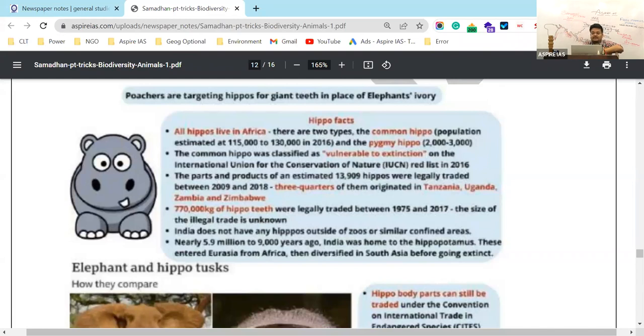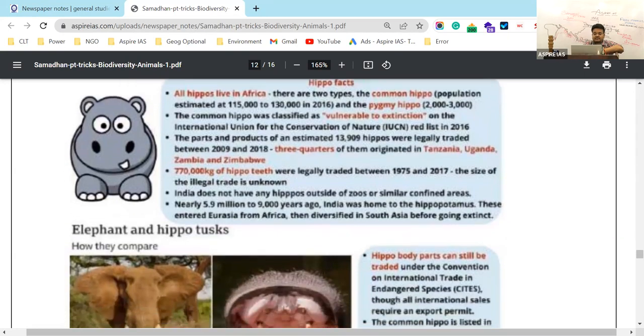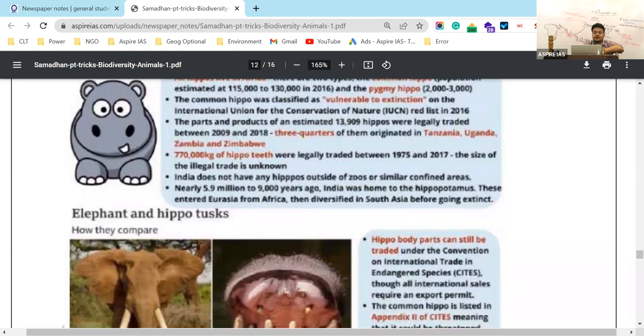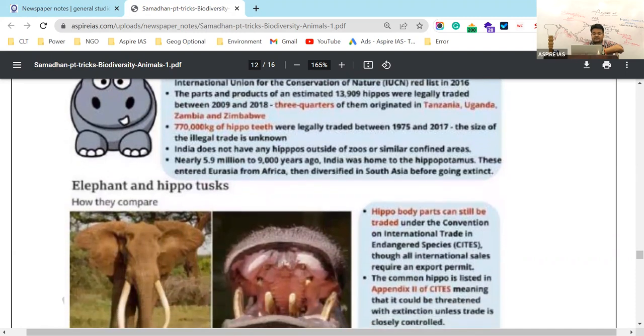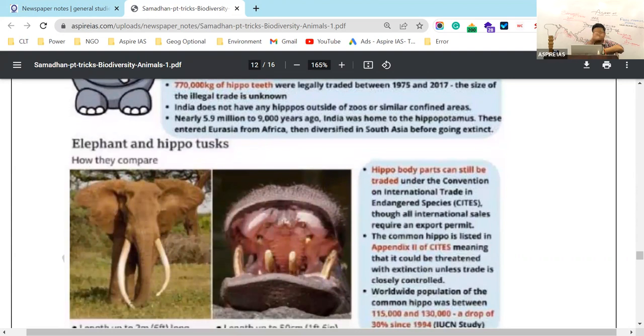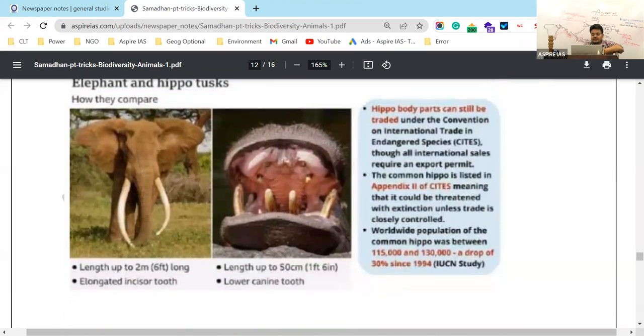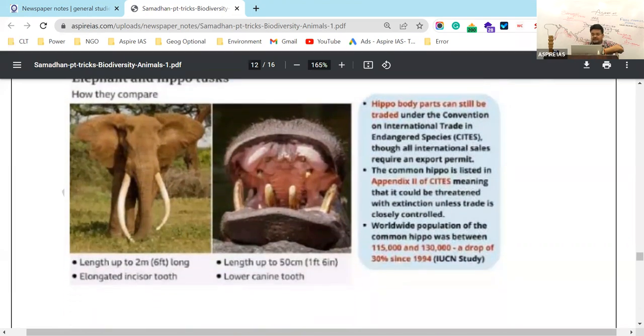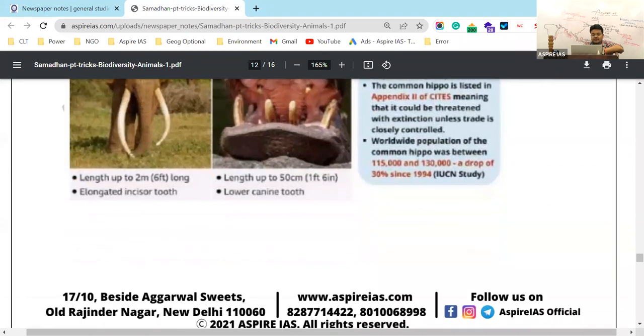The common hippo is classified as vulnerable to extinction on the IUCN 2016. The parts and products of an estimated 3909 hippos were legally traded. 3/4 of them originated in Tanzania, Uganda, Zambia, and Zimbabwe. India does not have any hippo outside of zoos or similar confined areas. So, Bharat mein jitne bhi hippo hain, they are coming from Africa. They are only in the zoo, they are not outside the zoo. Hippo body parts are still traded and they are restricted under CITES, Appendix 2.